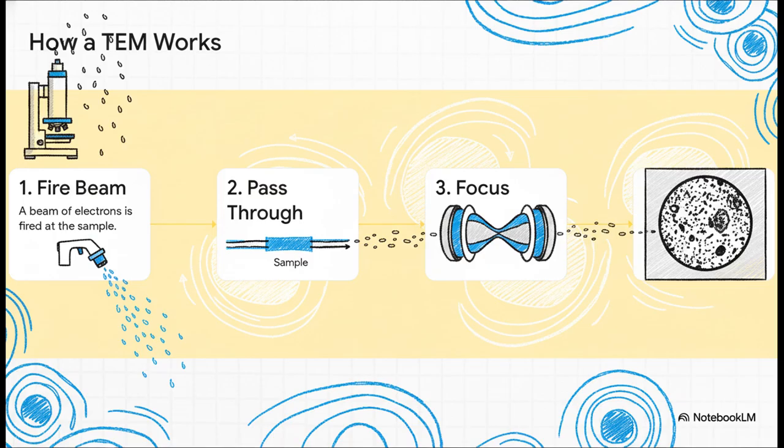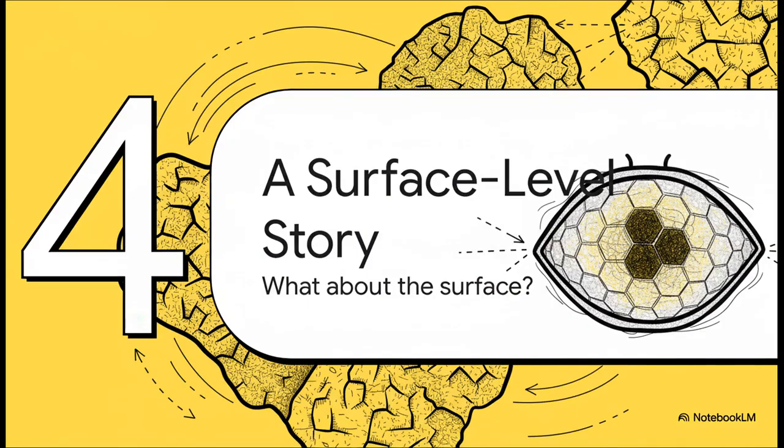Well, the idea is actually pretty simple, but it's super powerful. Instead of passing light through a sample, you shoot a beam of electrons right through an incredibly thin slice of it. Then you use magnetic fields like lenses to focus that beam, and that creates this super high-resolution 2D picture of the sample's insides. Being able to see through things was a massive, massive leap forward, but of course, it immediately brought up a new question.